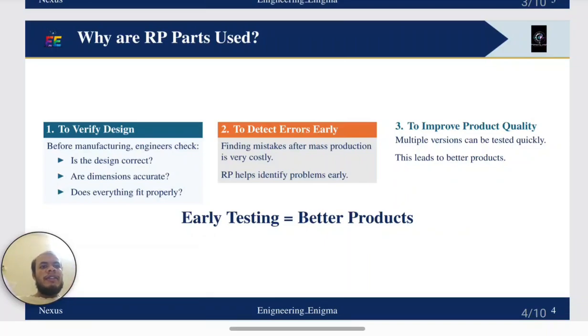The second reason is to detect errors early. Suppose a company manufactures a lakh of products, let us say, then discovers a mistake. The loss will be enormous, right? So instead, engineers use RP prototypes to identify errors before manufacturing begins. And the third reason is to improve the product quality. Multiple testing can lead us to a better product. So early testing, better products.